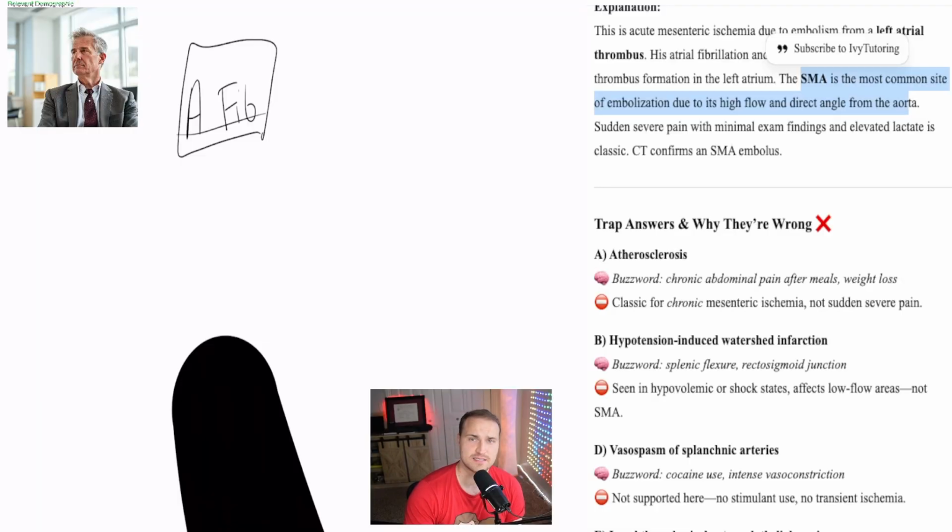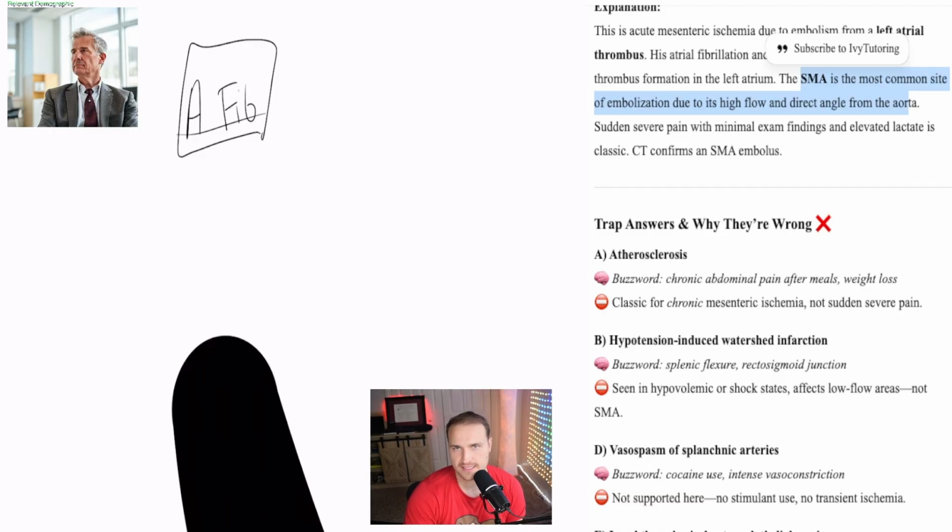Basically, what's happened is there's acute mesenteric ischemia. There's embolization, which is the procedure where you block or close off a blood vessel using a substance called an embolizing agent. And it's used to treat different conditions like abnormal blood vessels, internal bleeding, tumors, all that stuff. But the cause could be the embolization of the atrial thrombus due to AFib.